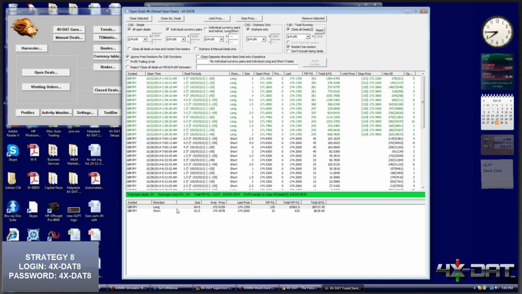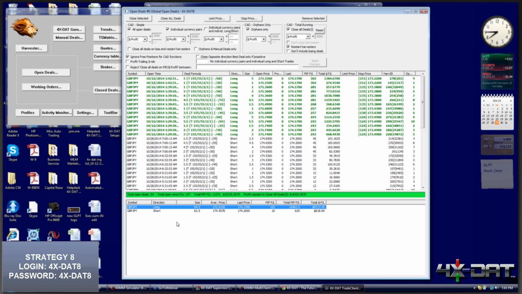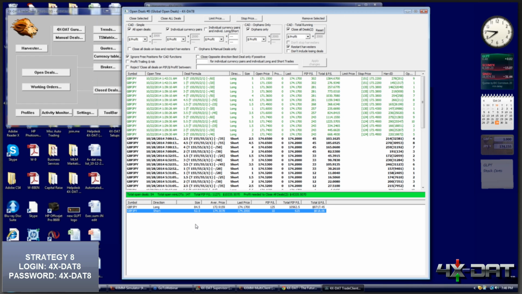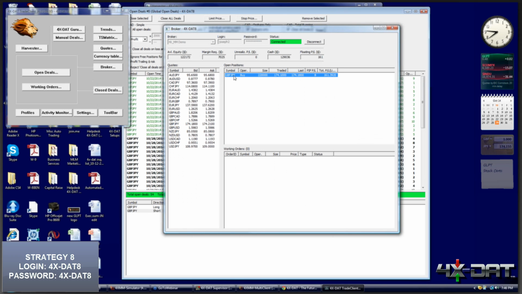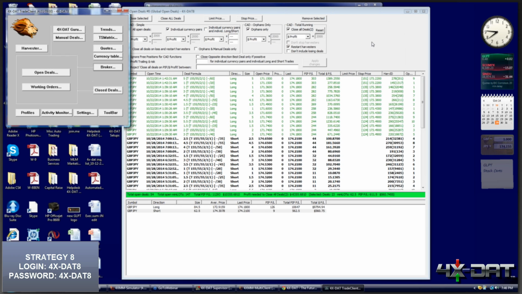And you've got a total net position of the long trades here, 84.5, and total of the short is 62.5, which gives you a difference of 22 mini lots. If we look at the broker right there, it's a total net long position. Look at the balance here. It is 129,000. Well, that's not bad. 29% in 3 weeks. I would say that's pretty darn good.